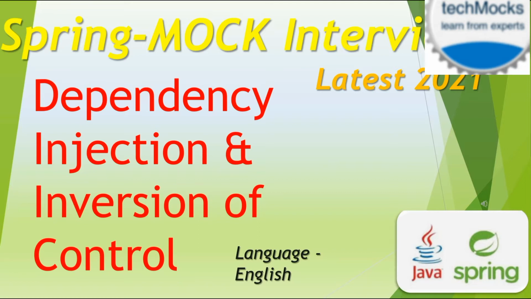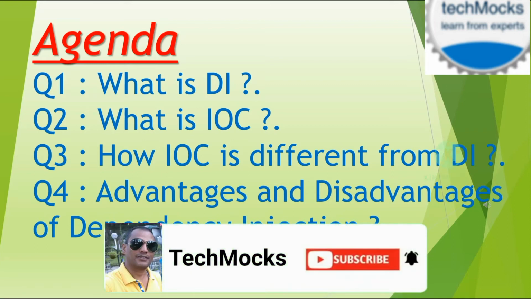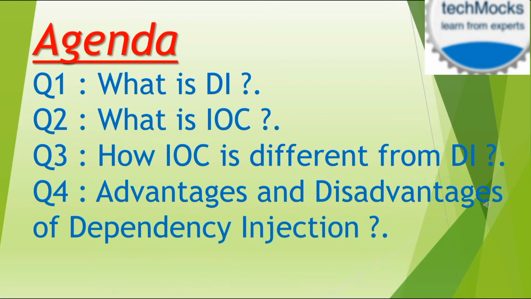Now let's get started with understanding dependency injection and the IOC container. Today we will learn what dependency injection is, and secondly what inversion of control, that is IOC, is. The third question is how inversion of control is different from dependency injection. The fourth question is the advantages and disadvantages of dependency injection. So we will learn these four questions here along with examples.